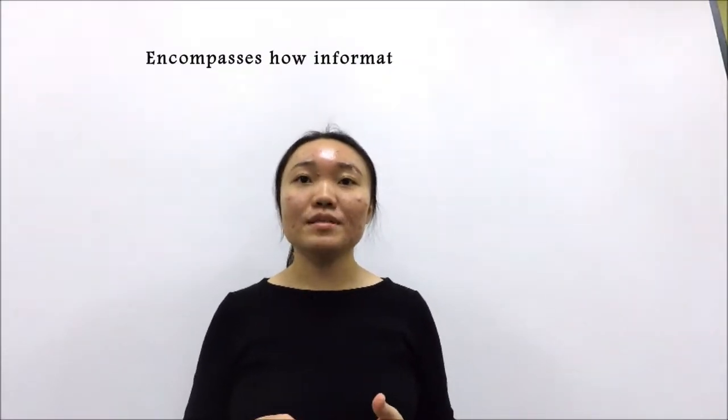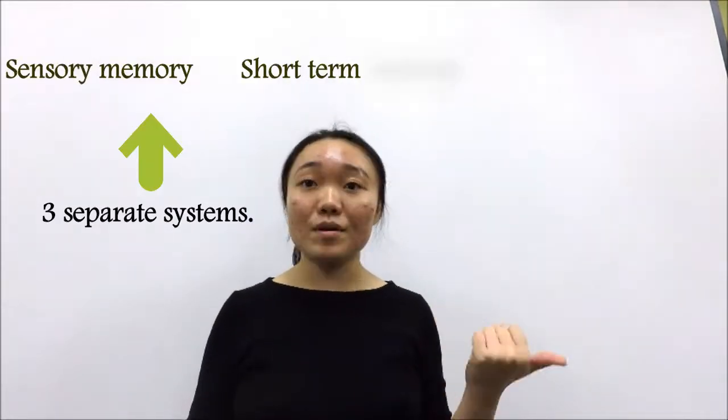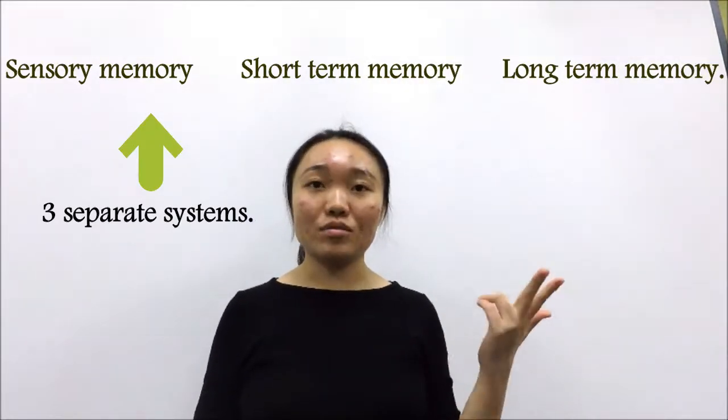Now I will talk about memory storage. Memory storage encompasses how information is retained over time and how it is represented in memory. Memory storage refers to three separate systems. They are sensory memory, short-term memory, and long-term memory.